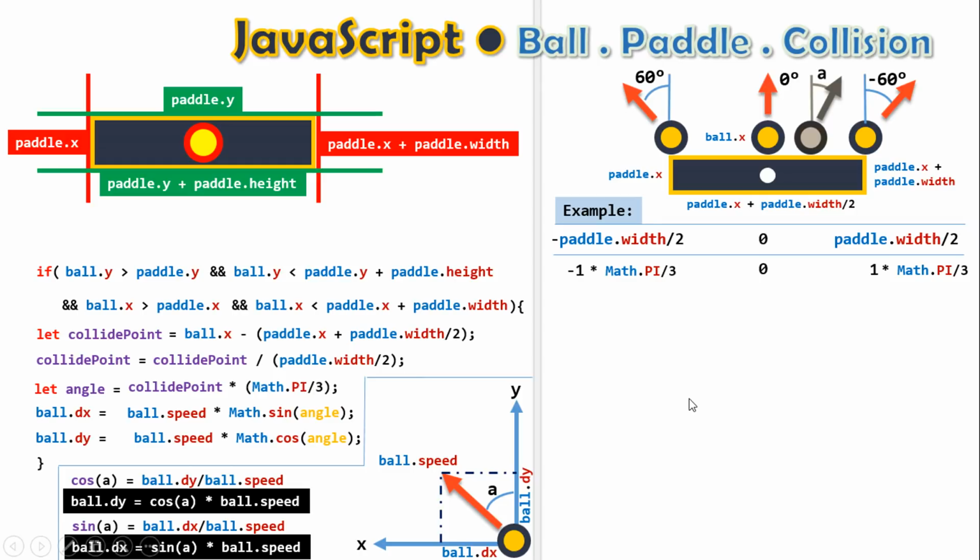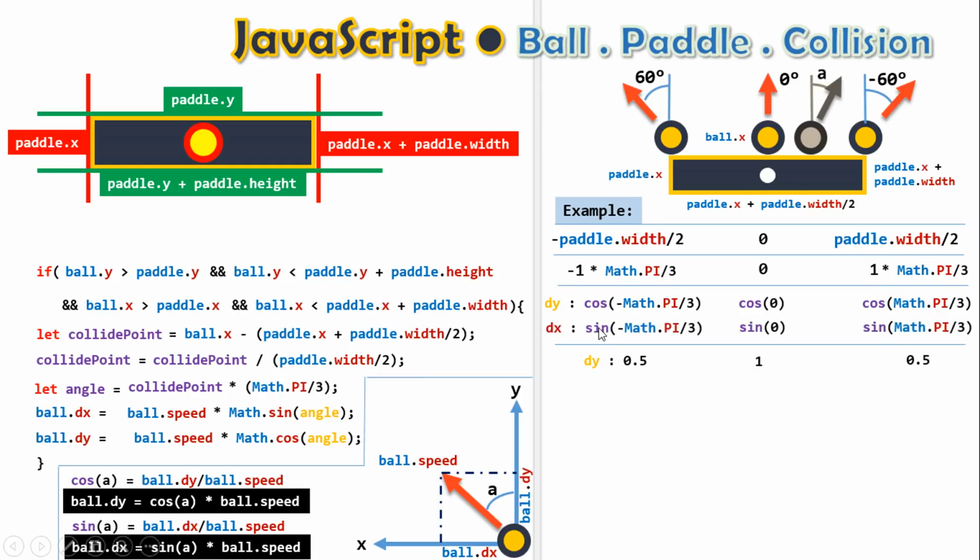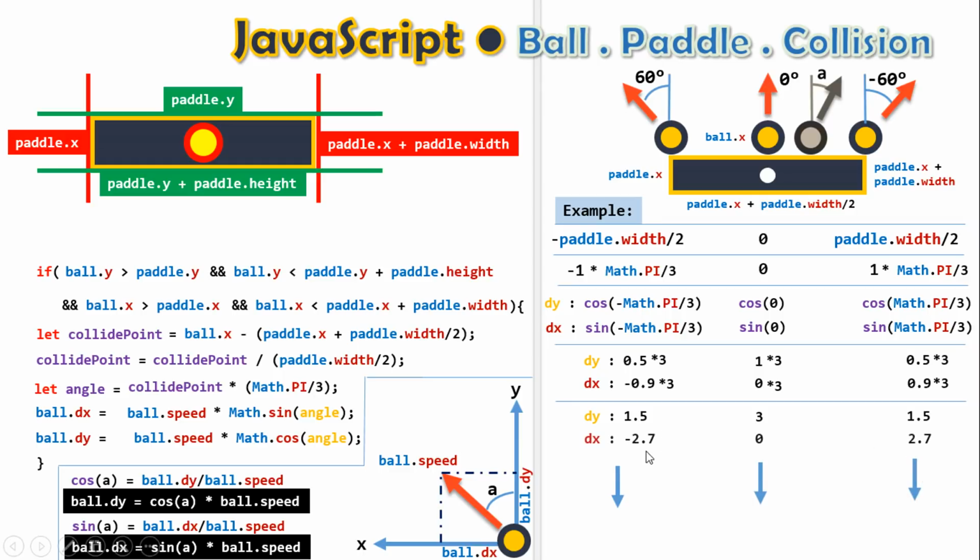Let's complete our example. Let's calculate the cosinus of these values. Then for the x, we'll calculate the sinus of these values. Then we need to multiply them by the ball.speed, which we set to 3. For dy, we'll get these values: 1.5 when the ball hit the left side, 3 when the ball hit the center, and 1.5 when the ball hit the right side of the paddle. Now, dy here is a positive number, which means the ball will go to the bottom, the same here, and the same here. Now let's calculate delta x.